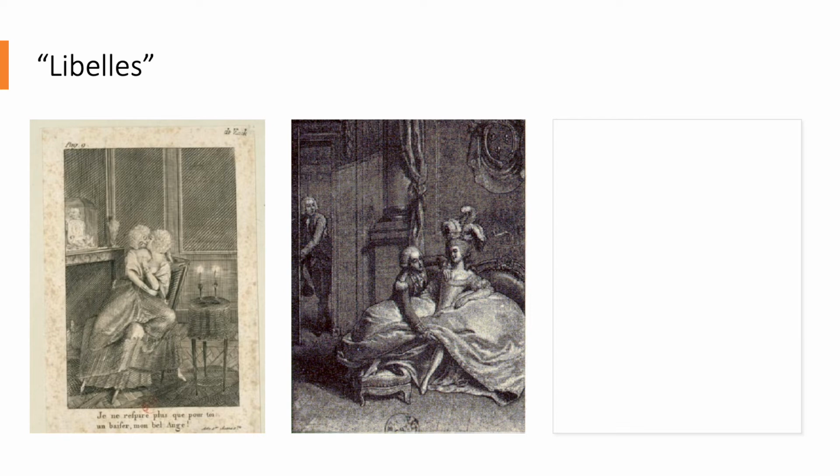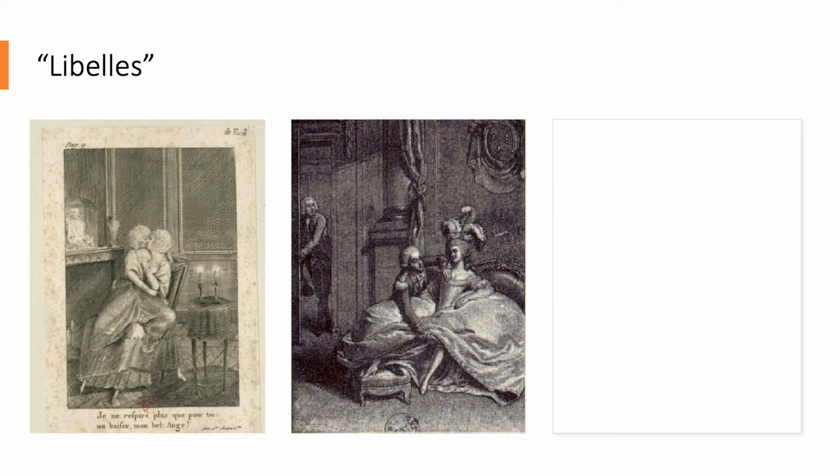There are a lot of them out there, and I've chosen some of them more conservative because some of them really do cross the line. So this one pamphlet is depicting Marie Antoinette and one of her ladies in court, the Princess de Lamballe. And the caption there says, "I now breathe only for you, a kiss, my beautiful angel." And accusations about the queen having this lesbian affair, not only with the Princess de Lamballe, but with lots of other people, were very common.